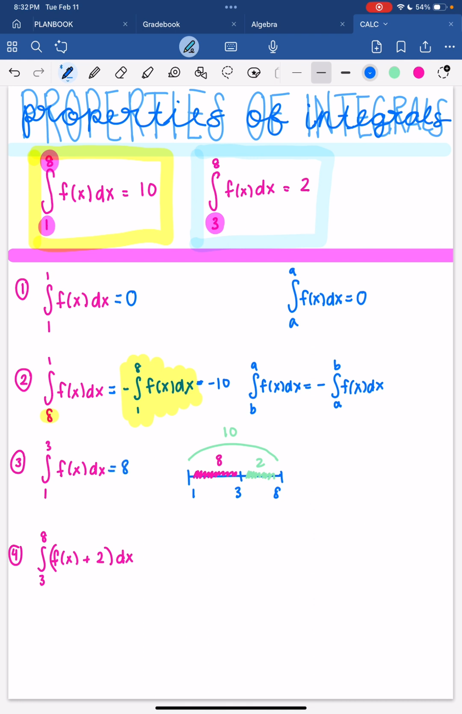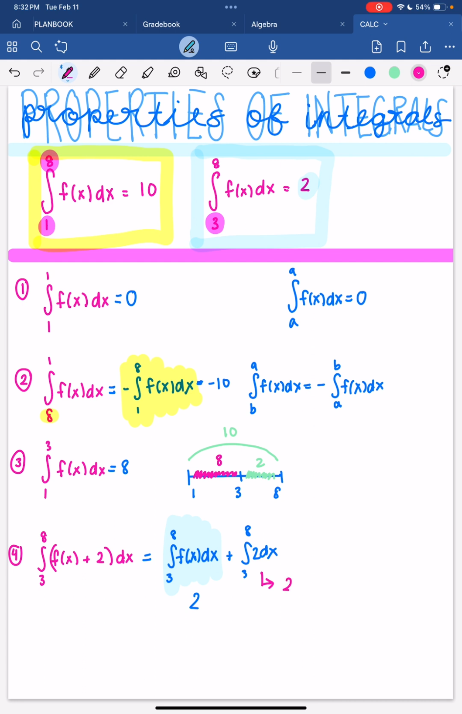And now I love number 4, so does the AP. We can't just say, I'm going to find the area from 3 to 8, it's 2, and then add 2 because there's a plus 2 there, and call it a day. Nope, not that easy. So we're going to split this up: the integral from 3 to 8 of f of x dx, plus the integral from 3 to 8 of 2 dx. This first one is 2, because we already know that. Now this other one, we actually need to integrate.